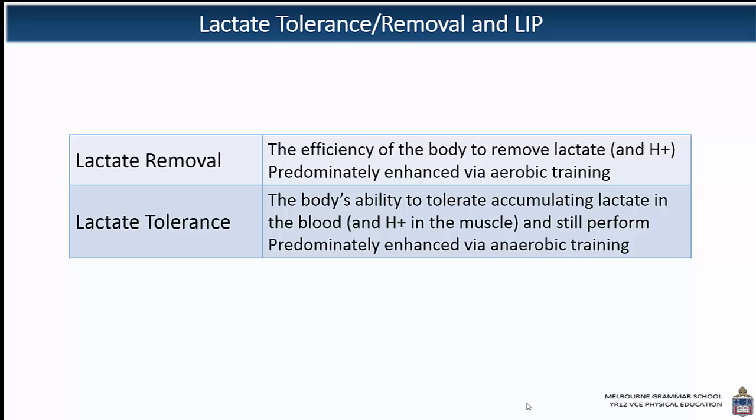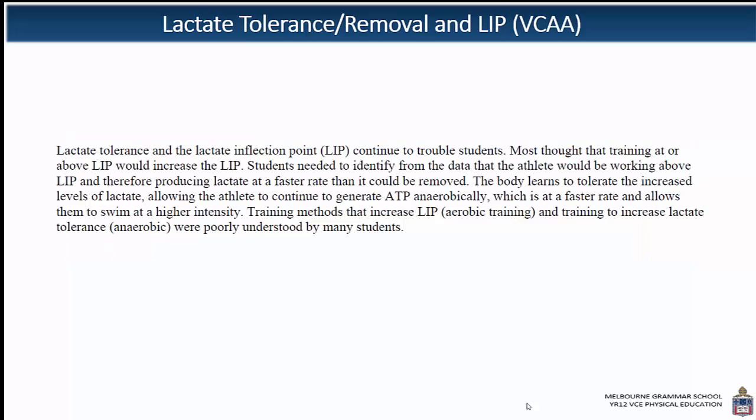Lactate tolerance, on the other hand, is working when you have an accumulation of lactate and hydrogen in the body and you're still able to perform. So it's being able to physically and mentally deal with those feelings of acid in the muscle, that acidic environment in the muscle, and still being able to push through. By exposing yourself to anaerobic type training, when you're going to have a build-up of lactate and hydrogen, you're going to be better at dealing with those feelings in your body. So it's predominantly enhanced via anaerobic training.